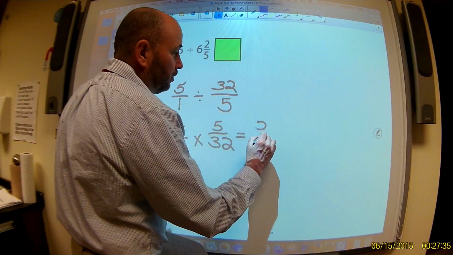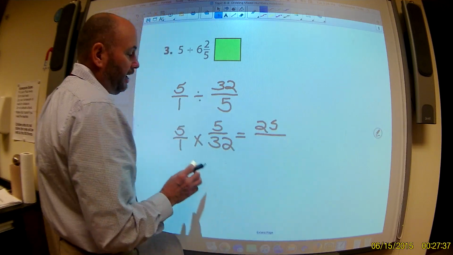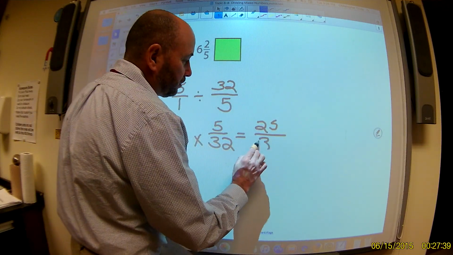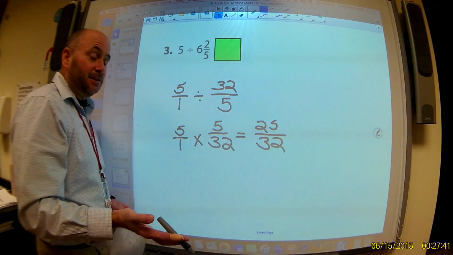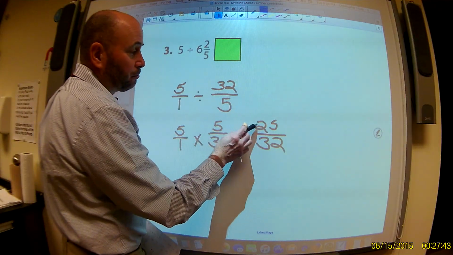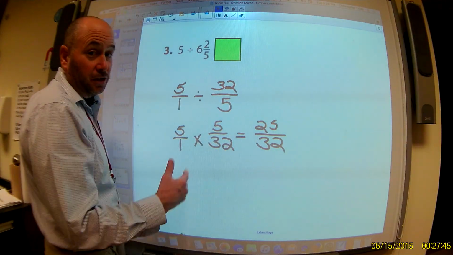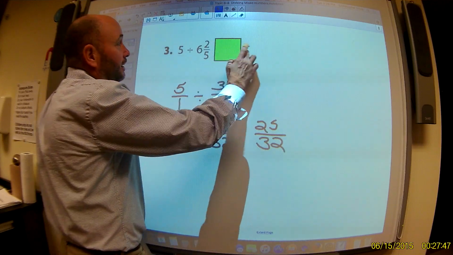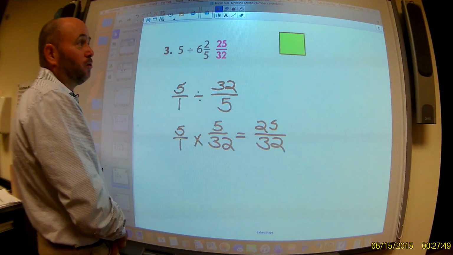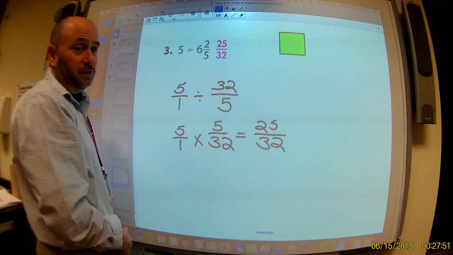5 times 5 is 25, and 1 times 32 is 32. That is the end of our answer. This is not an improper fraction, so we don't have to turn it into a mixed number. And again, that gives us our quotient of 25/32.